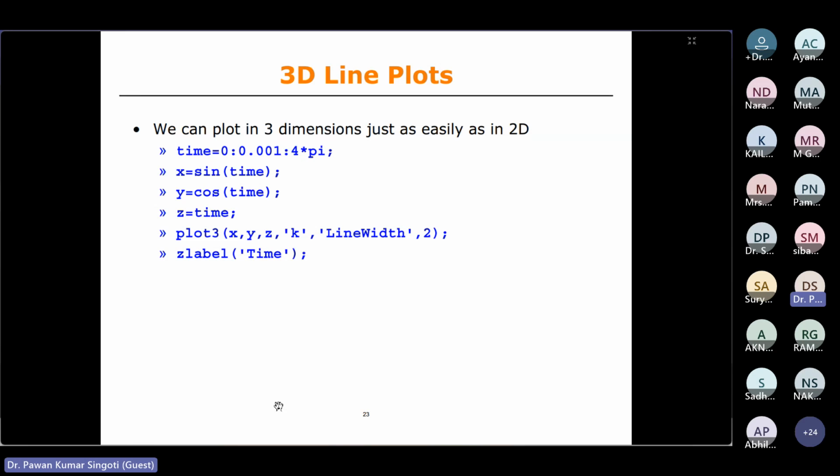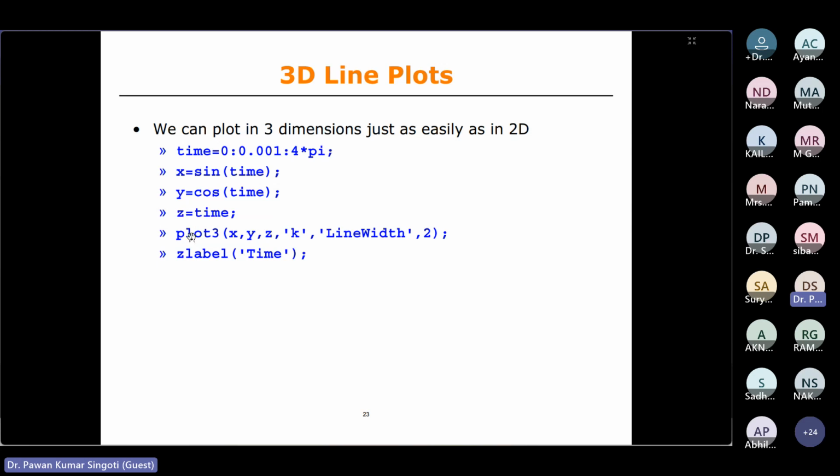Next, 3D plots. For 3D plots, we use the command plot3. For this purpose we need three vectors, x, y, and z. Suppose time equals 0 with an increment of 0.01 up to 4 pi, where x is sine of time and y is cos of time.